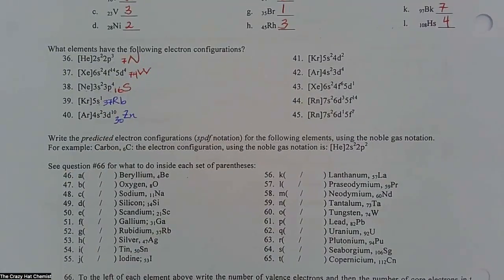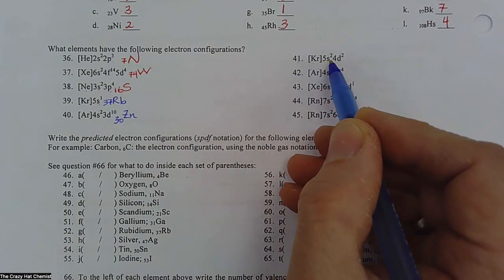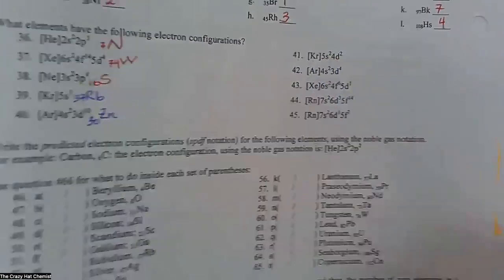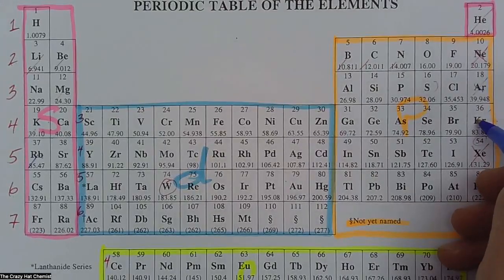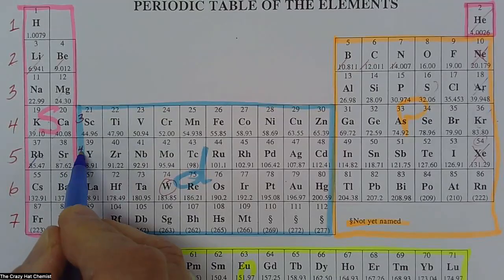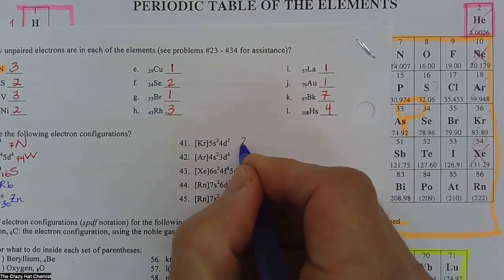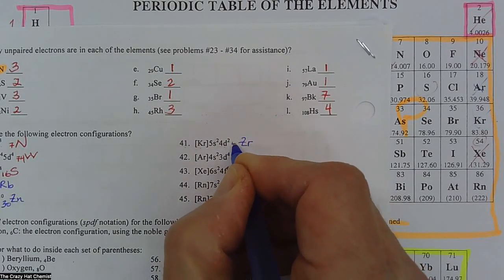Okay. Our next one is problem number 41. That's krypton, 5s2, 4d2. So krypton, that's right here. 5s, 1, 2, and then 4d, 1, 2. Zirconium, number 40. And that's Zr, number 40.